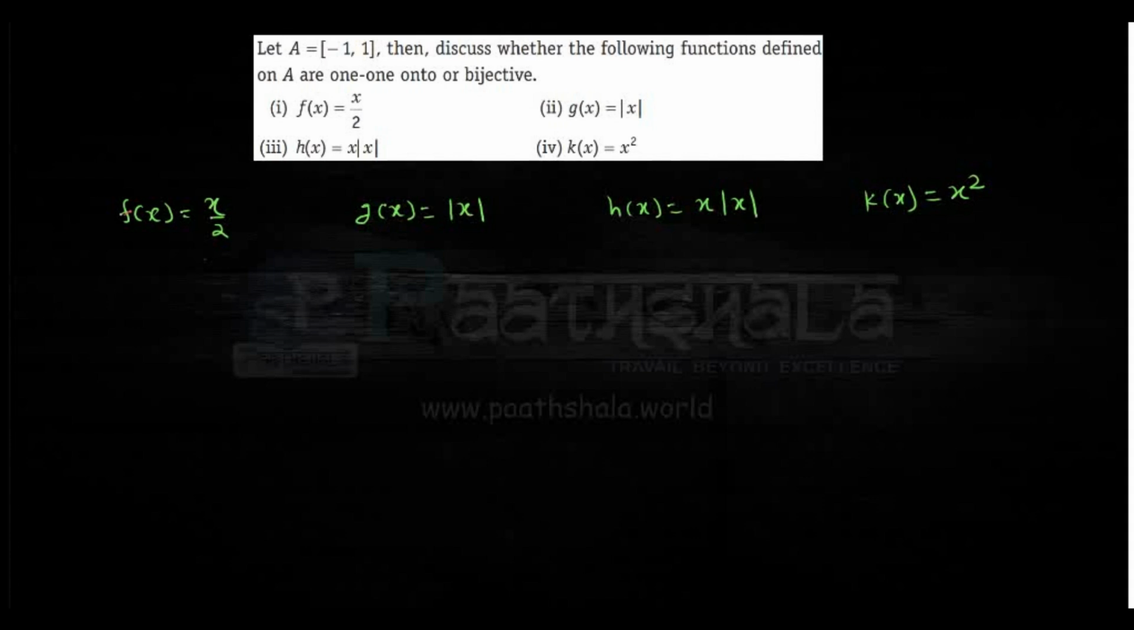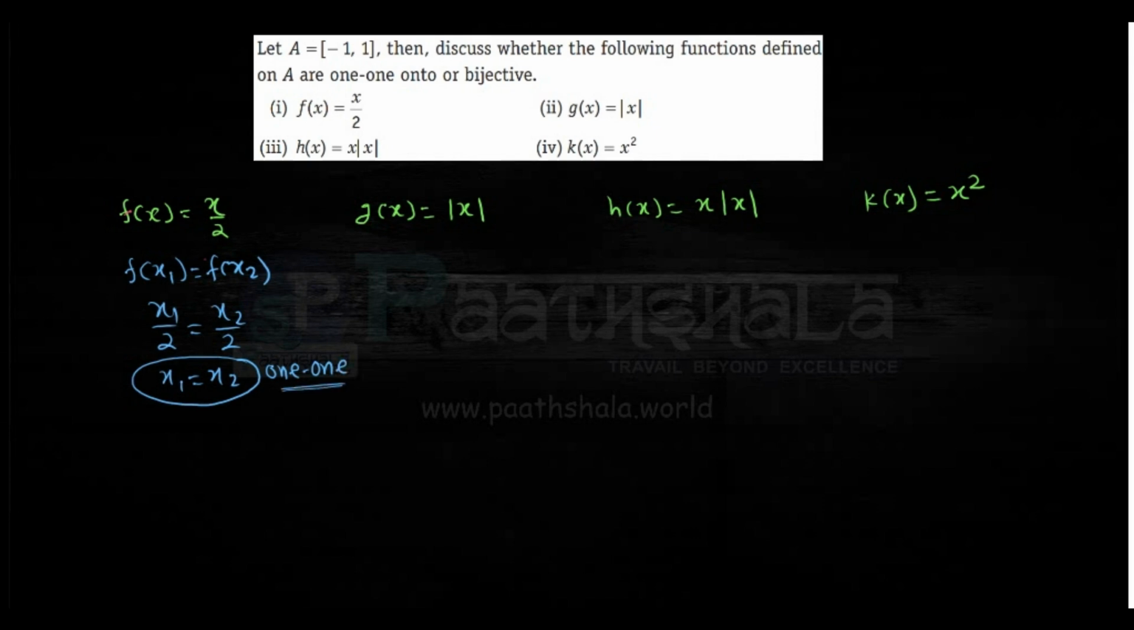So here for one-one we need to consider f of x1 equals f of x2. It means that we can write x1 by 2 equals x2 by 2, that is x1 equals x2. So we can see x1 equals x2, hence it is one-one. For one-one we consider f of x1 equals f of x2, and we show whether x1 equals x2 or not. We can see x1 equals x2 here, so the function is one-one.